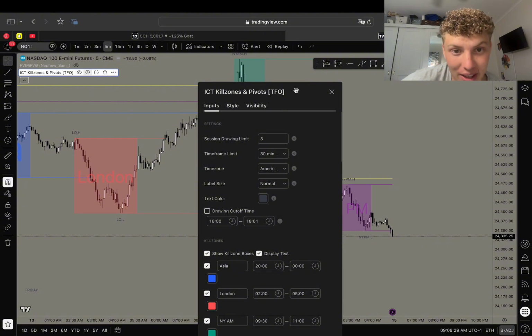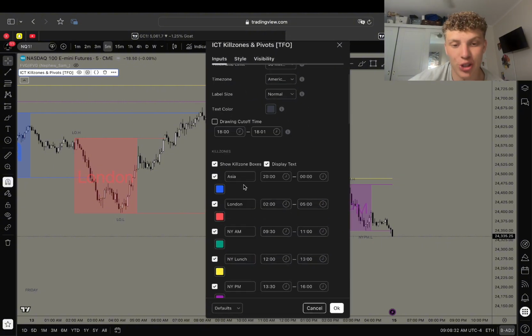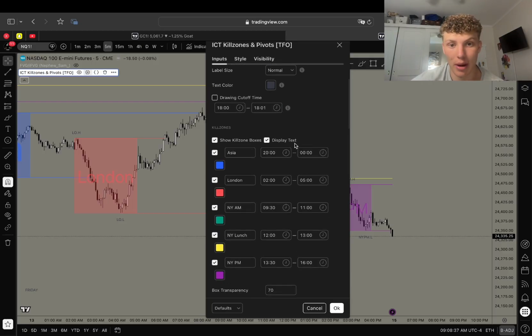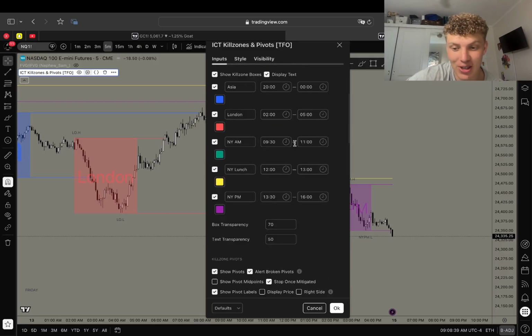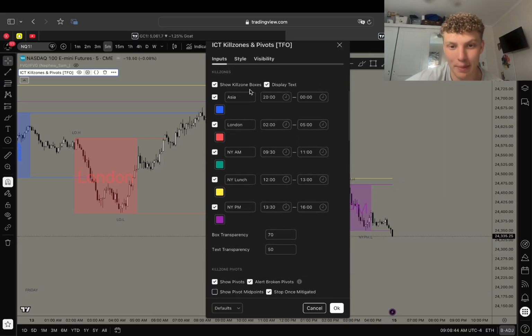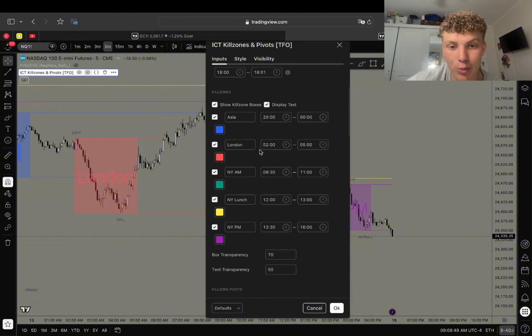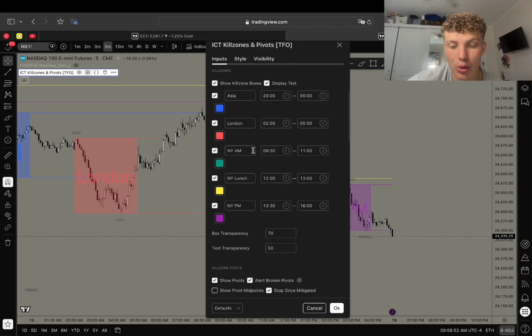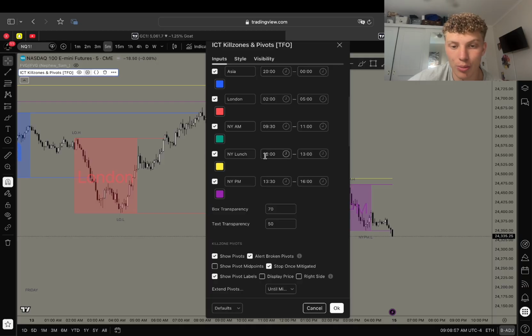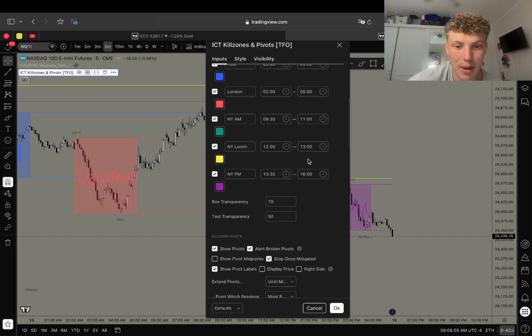So we're going to get this indicator. What this indicator does is show you what times Asia session is on. And this is all in New York time, by the way, so make sure you have this down here in New York time, and this will all correlate to New York time. So Asia session runs from 8 p.m. to midnight. London session will run from 2 a.m. to 5 a.m. New York AM session, 9:30 a.m. to 11 a.m. And then New York lunch will go from midday to 1 p.m. New York PM will go from 1:30 p.m. to 3 p.m. Nope, that's 4 p.m.